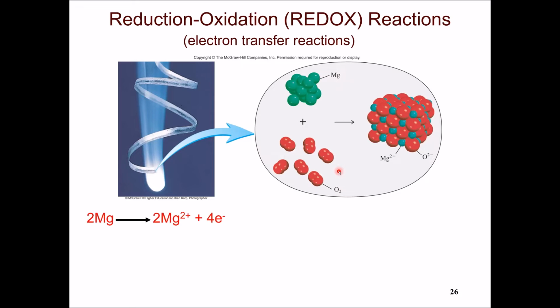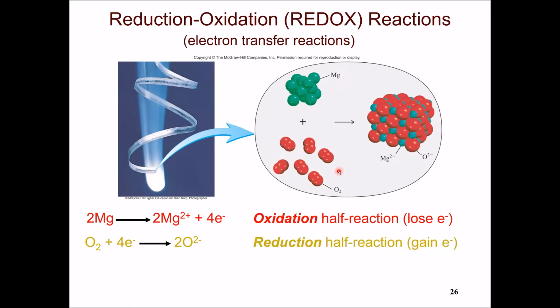Losing electrons, like in the case of magnesium, is called an oxidation half reaction. Any substance that loses electrons is getting oxidized. Gaining electrons, like in the case of oxygen, is called a reduction reaction.